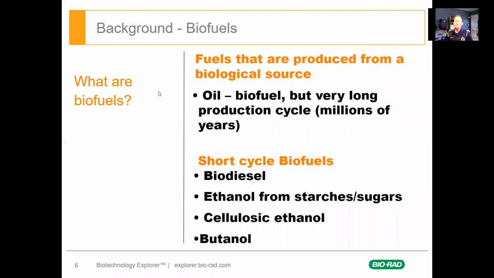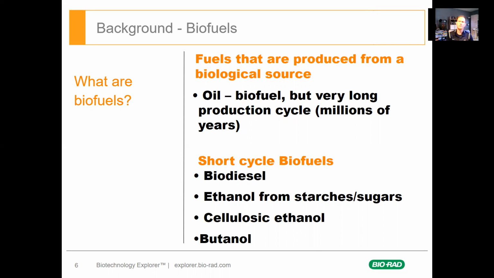There we go. All right, so now that we know our background on our enzymes, what are we going to apply? We're going to use the professional case studying the production of biofuels. Basically, fuels that are produced from a biological source are biofuels. We use them all the time. In fact, we've been using one of the most persistent and important ones in industry, oil, for 100 years now. Oil is technically a biofuel.